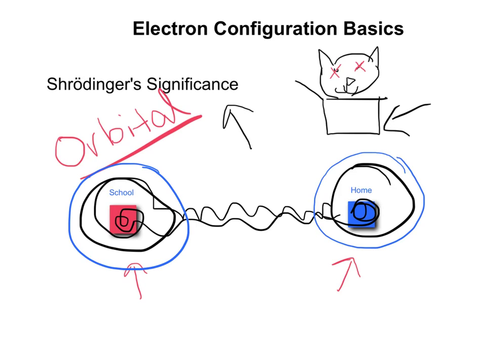Now, does that mean that I don't go off over here to France? No. I'd like to, but I definitely could be, right? So this all gets back to that whole probability theory thing. So what we're going to do now is define what these orbitals, or these regions of space, look like inside of an atom.